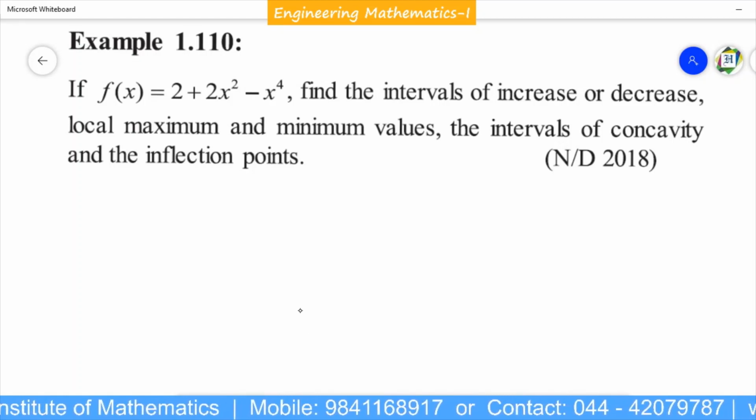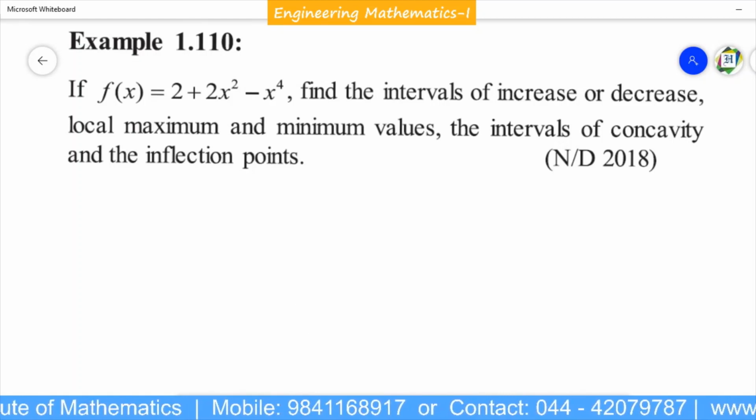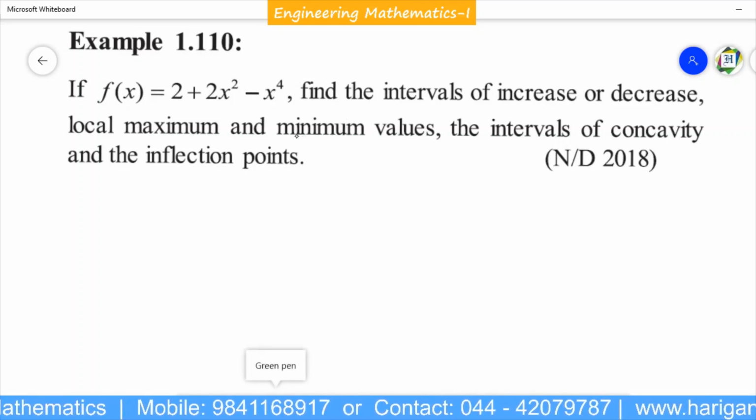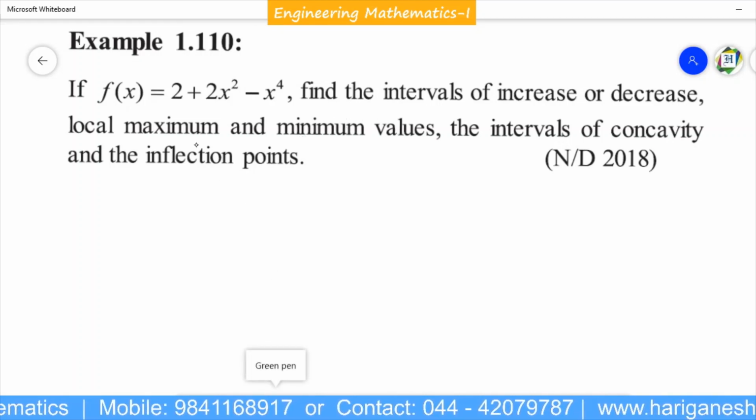Welcome student. So today I am going to discuss the problems based on maximum and minimum. So this is the problem I am going to teach you.